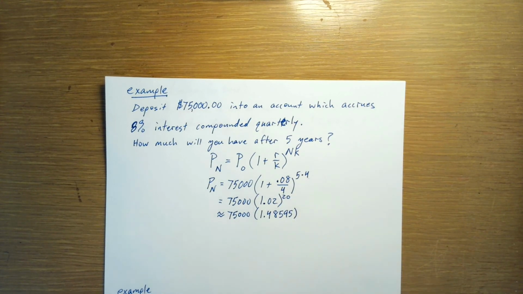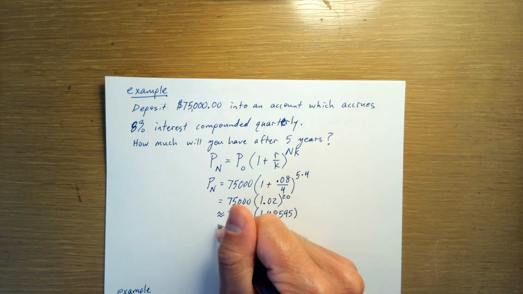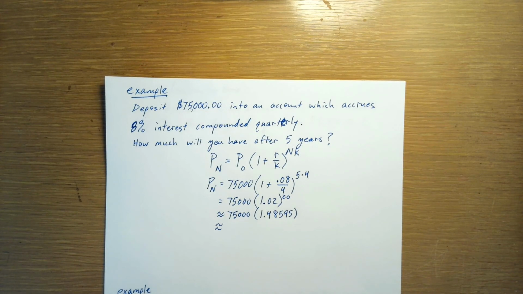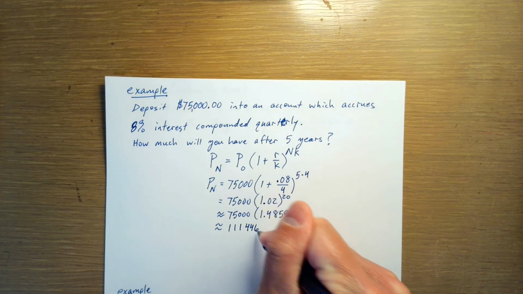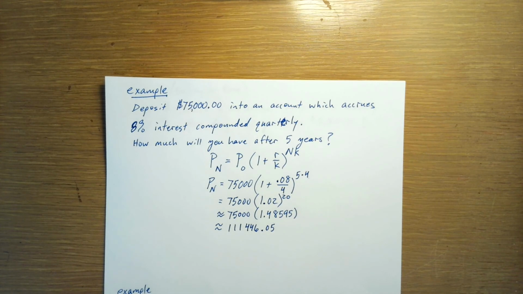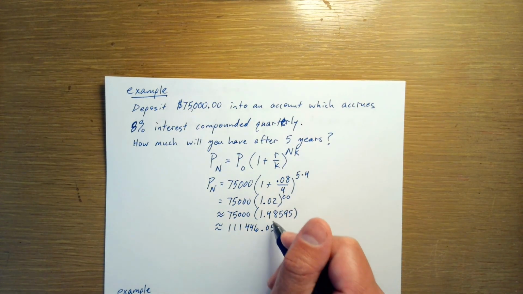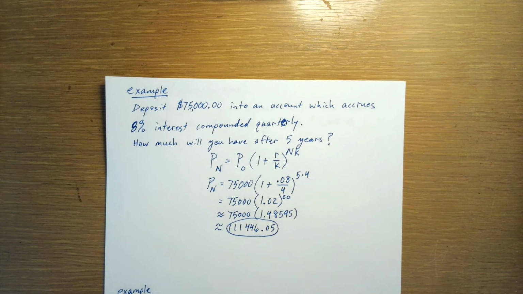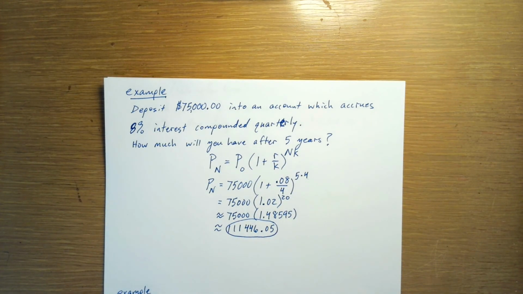1.48595. And of course that's rounded. You can choose how many decimal points you want to go out to. And then finally we'll multiply these together and we get roughly 111,446.05, which is also an approximation, but I cut it off after 2 decimal points because it's money, and so we just need it accurate enough down to the cents. So this is our answer. So how much money will we have after 5 years? $111,446.05.